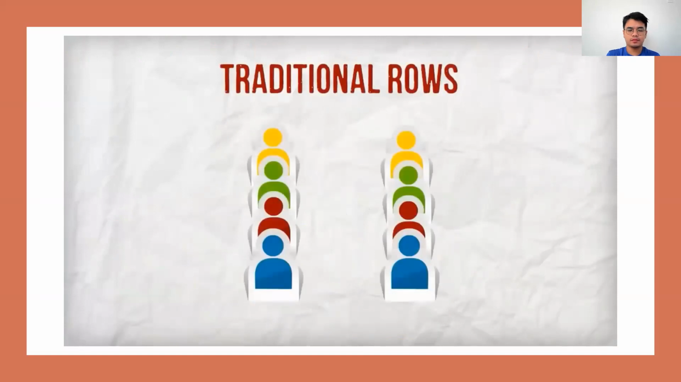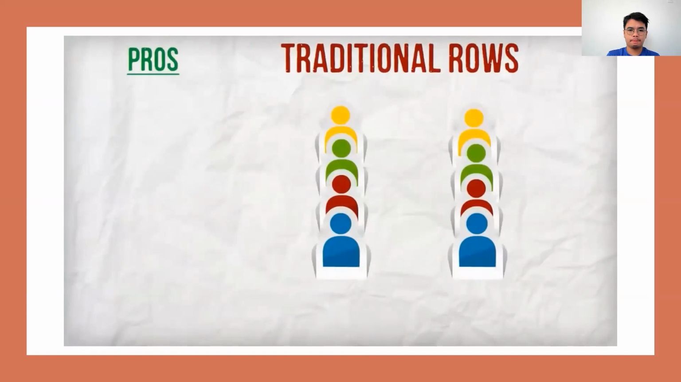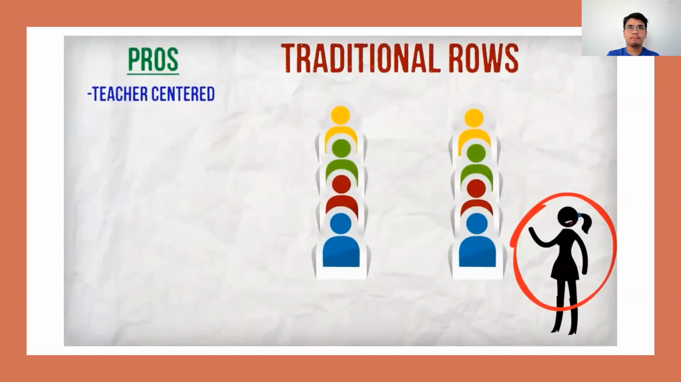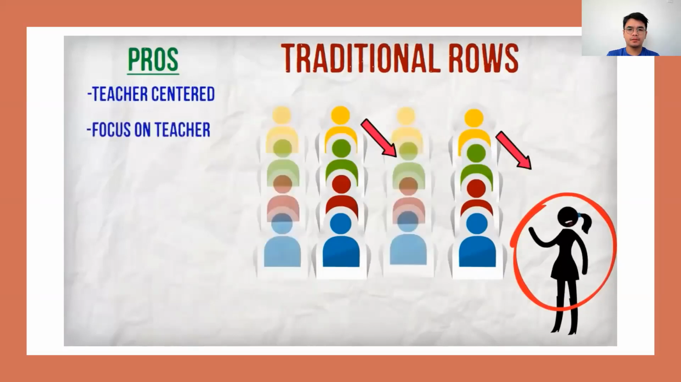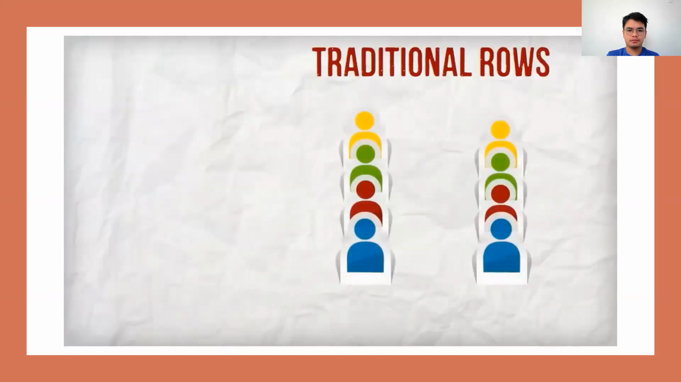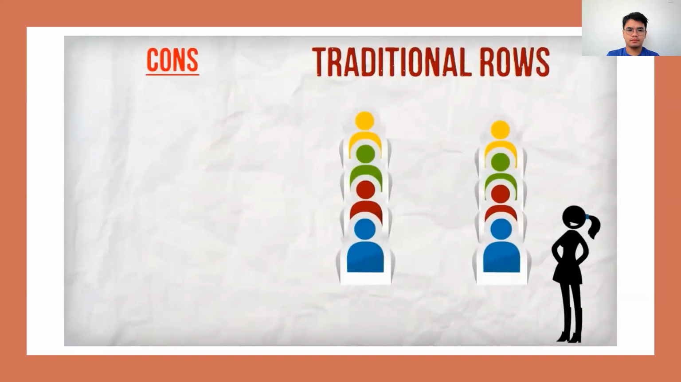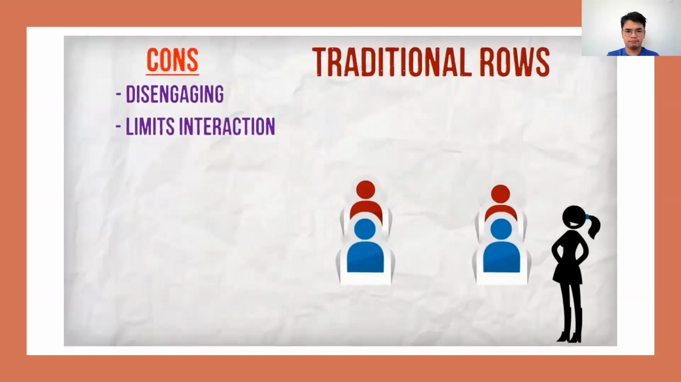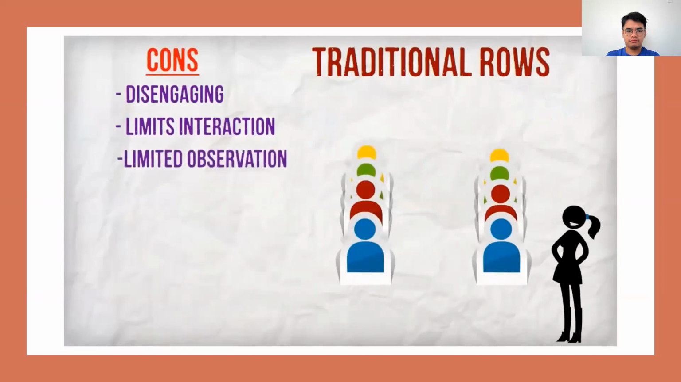Traditional rows. This is the most commonly used seating arrangement in the world. The pros of traditional rows are: it's good for teacher-centered classes such as lectures. It encourages focus on the educator and content, and it's easy to implement with large classes. However, the cons can be: students can easily become disengaged during the lesson, not good for classes designed for conversation and interaction, and not easy to observe students in the mid to back rows.